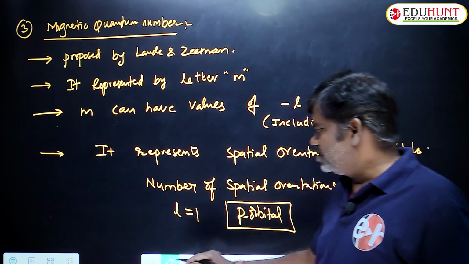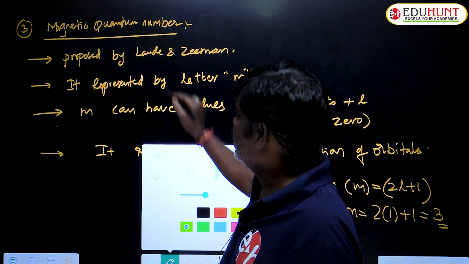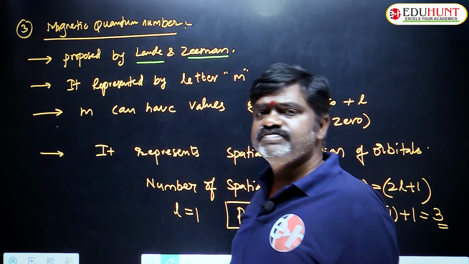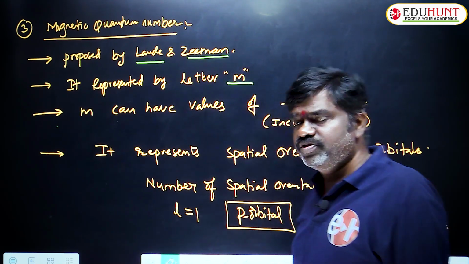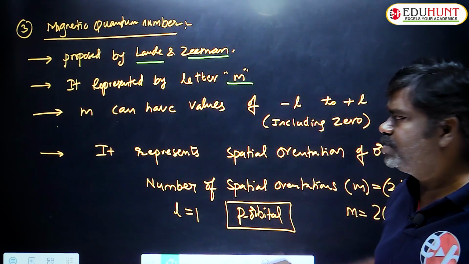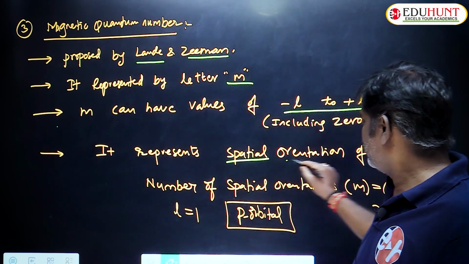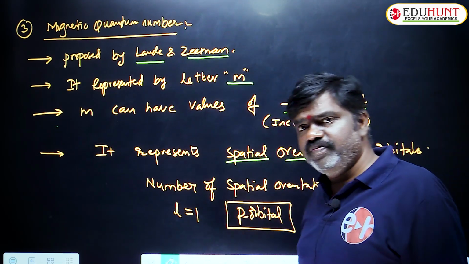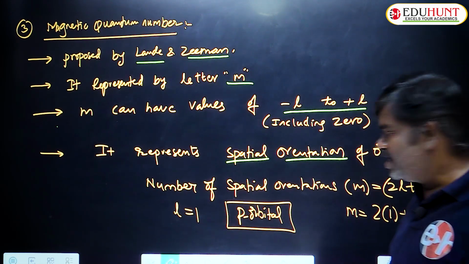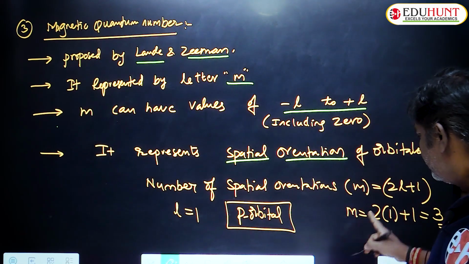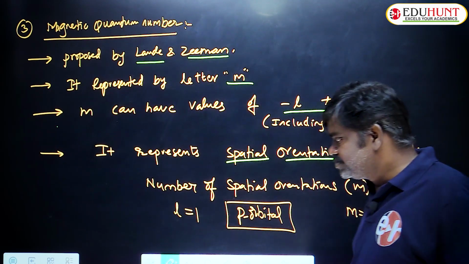See here, some points I will explain. Magnetic quantum number was proposed by Lande and Zeeman. It is represented by letter M. M can have values minus L to plus L including 0. It represents the spatial orientation of orbitals. The number of spatial orientations of an orbital, M, is equal to 2L plus 1. If L is equal to 1, it is the p orbital, and M is equal to 2 into 1 plus 1, which is 3. Understood?